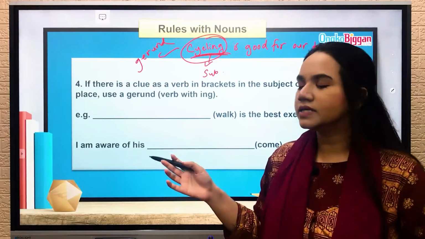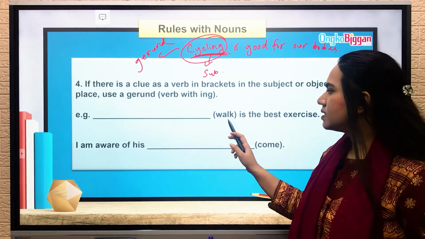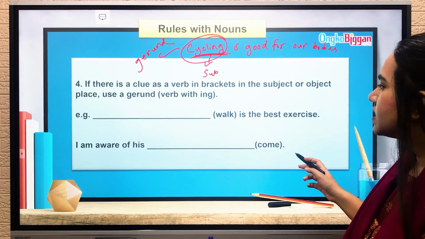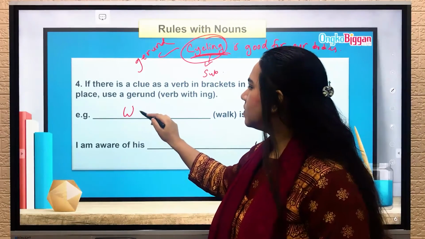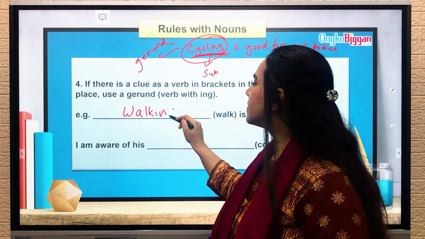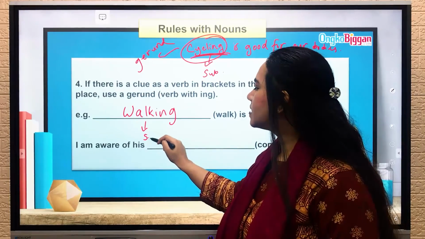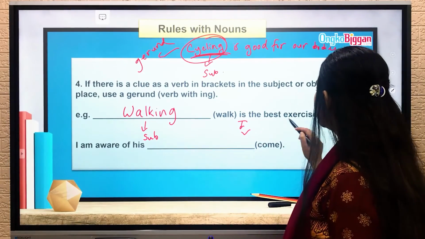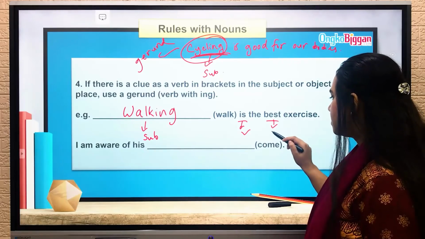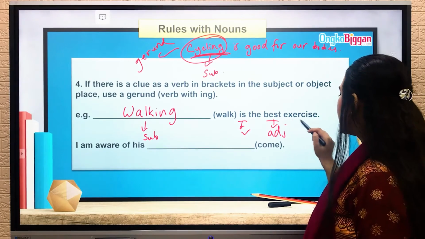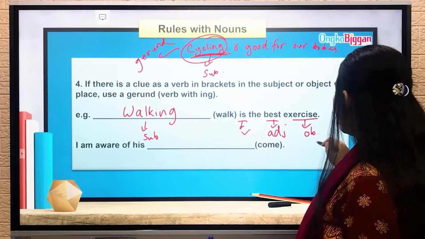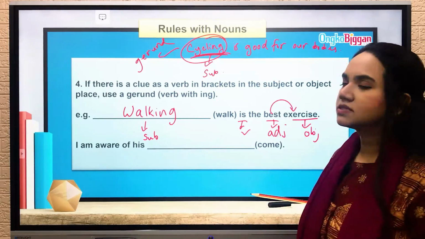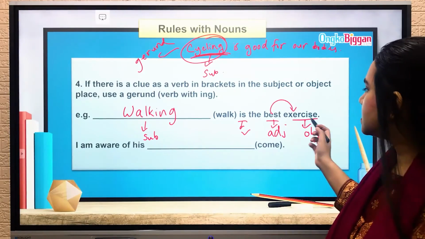So similarly, let's see dash, where in the brackets we see the word walk. Dash is the best exercise. So in the case of walk, what can we say? We will say walking is the best exercise. So the word walking here is a subject. Is is our verb. Best is the adjective and exercise is the object, right? So this is an adjective because it is describing our word which is exercise.